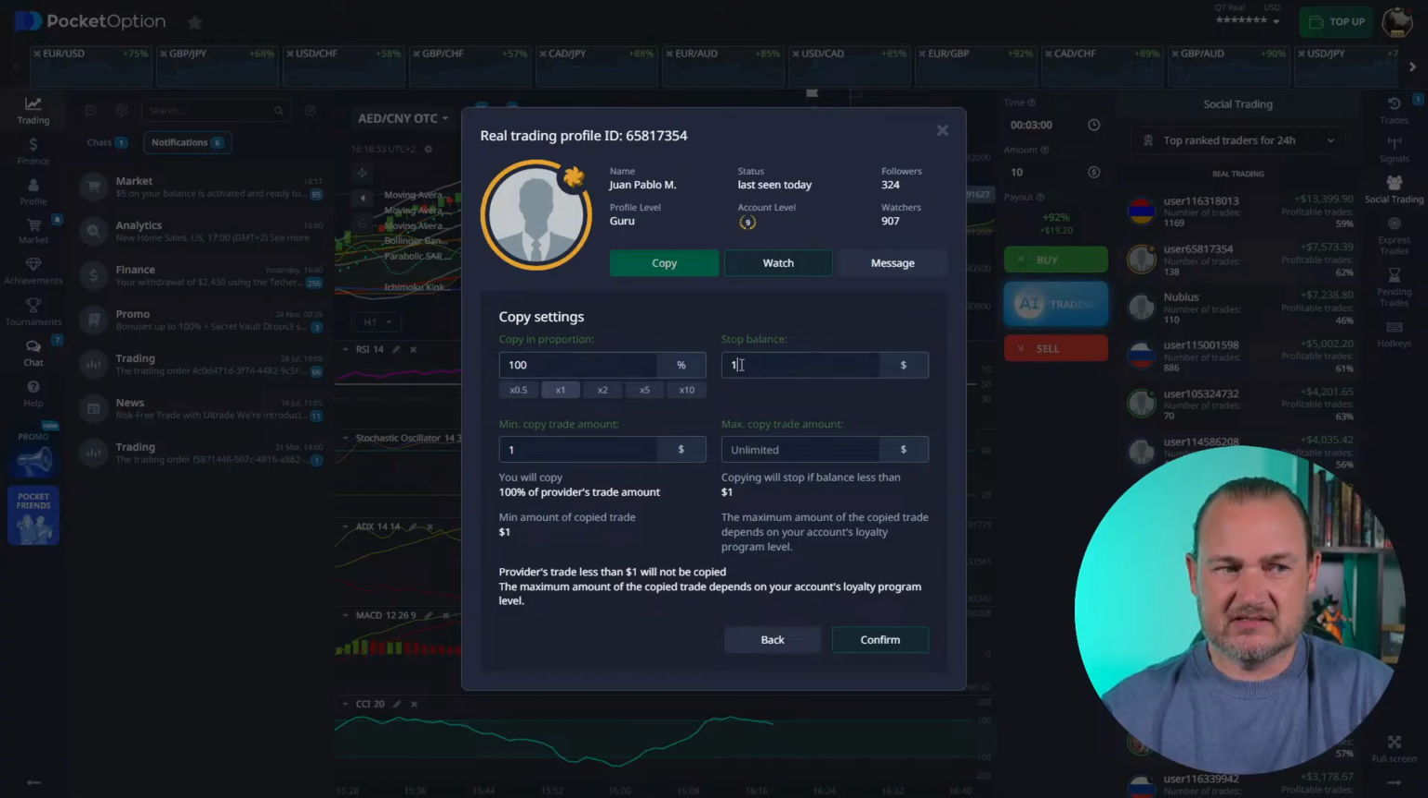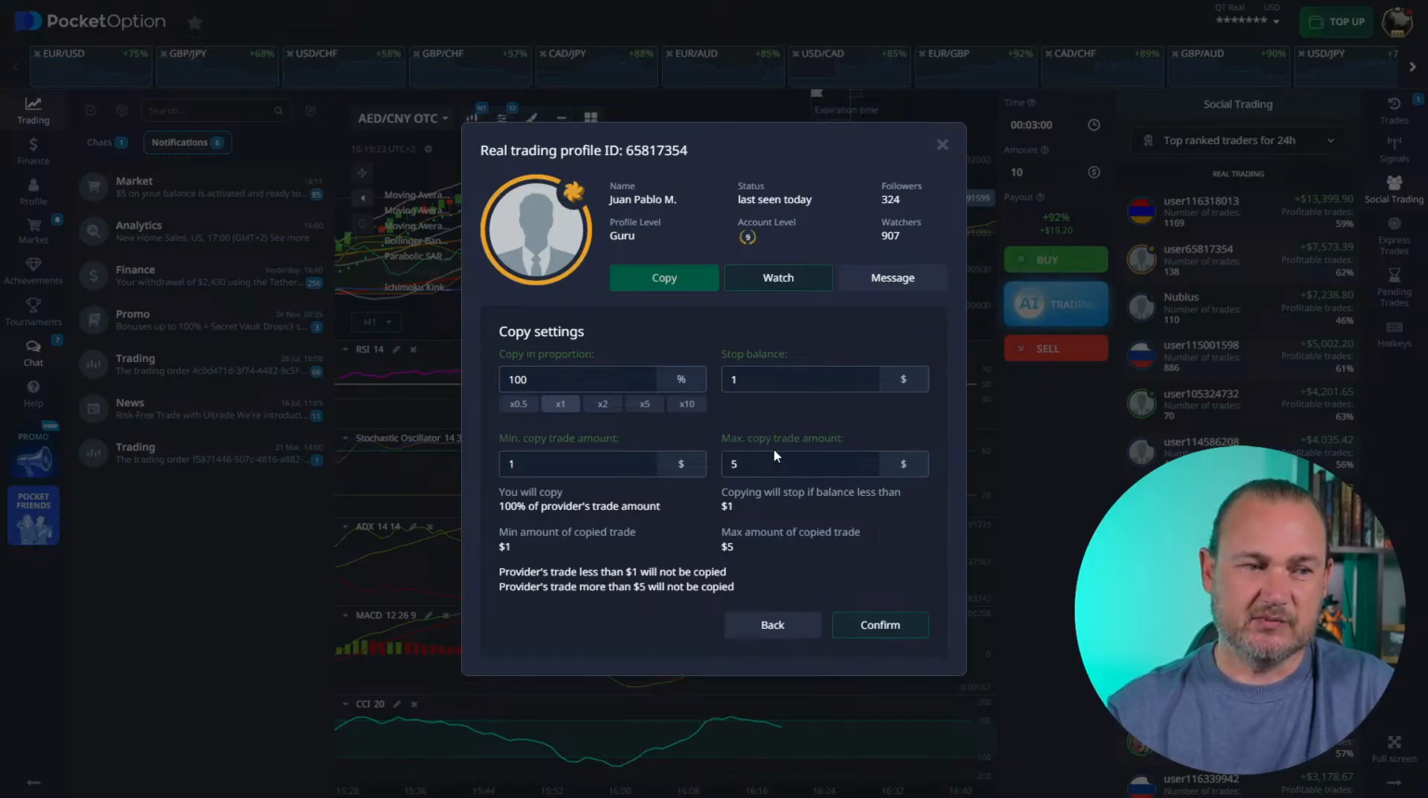This will be your balance. Once your account reaches this balance, the platform won't open any more trades. So even though this person keeps on trading, if you drop below the amount you set in here, you won't take any more trades. And then you can say minimum trade copy amount. You can make this what you want, and then if you want to put a limit on, you can put a limit there. Let's say maybe 5. So you will copy 100% of provider's trade amount. Copying will stop if balance is less than $1.